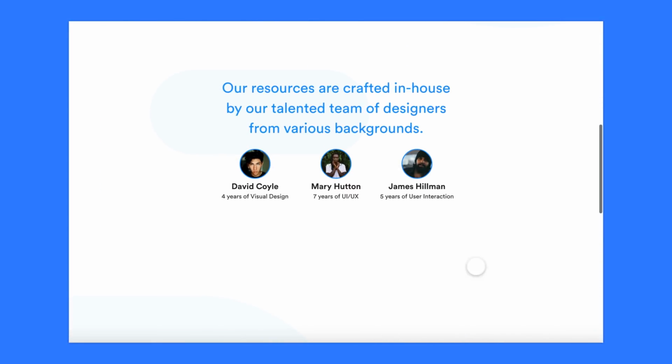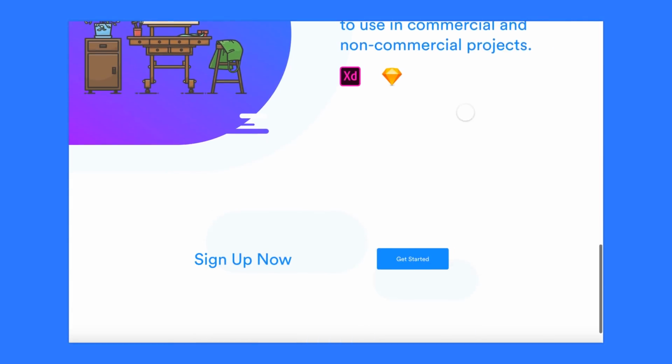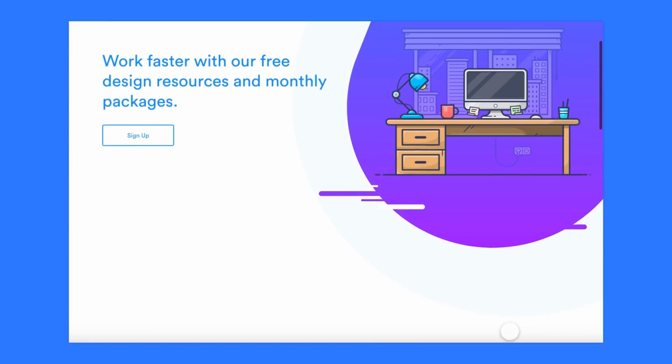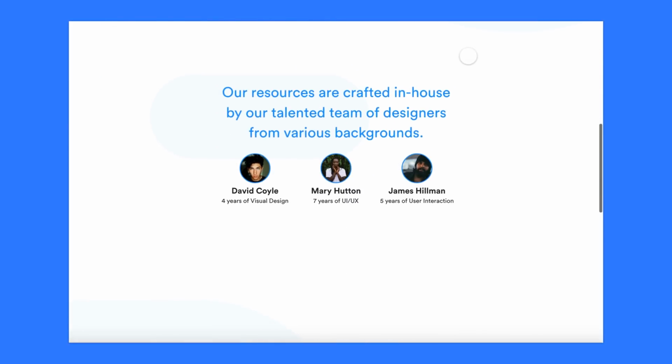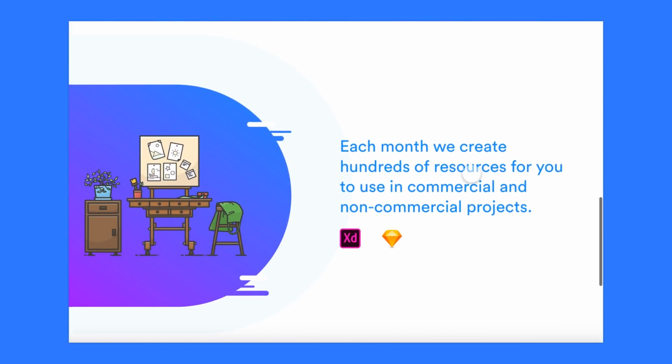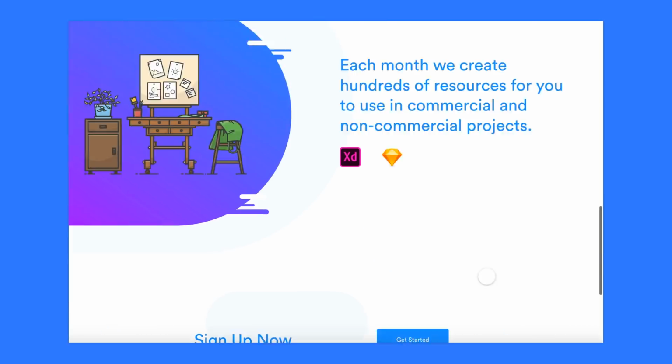This is part 2 of our design to code for our responsive illustration style website. This is a website for a design service that supplies their users with monthly assets. So we designed this in the last video, and in this video we're going to code the HTML and CSS.